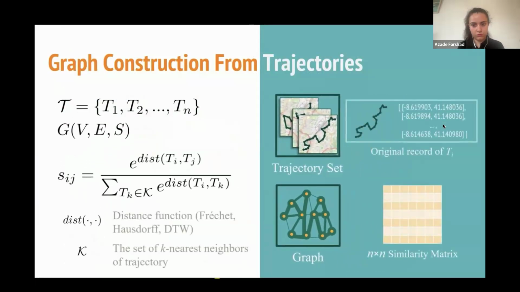Formally, assume T is a set of n trajectories. Each vertex Vi represents each trajectory Ti. Originally, all trajectories are represented as lists of longitude and latitude. The weighted adjacency matrix is computed based on the relative distance between each trajectory.